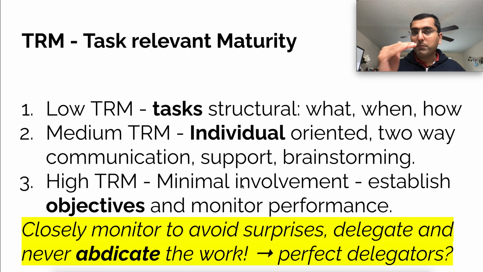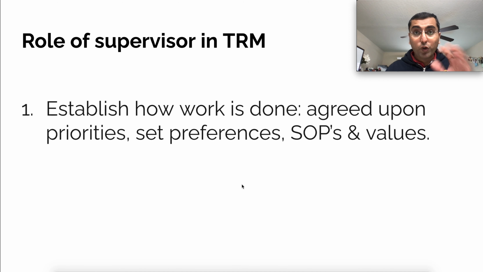And then at every step, check if things are actually going and progressing as your preferences are, as you would like. Because remember, you are taught. You are at your position as a supervisor because you are now taught how to manage, how to lead this org, and how to do it in the best way possible, the most efficient way possible. So the role of supervisor, to summarize, is to establish how work is done, right? You have to set priorities, set preferences, standard operating procedures, and values. Like, hey, this is how we do it. We care about quality. We deliver on time.